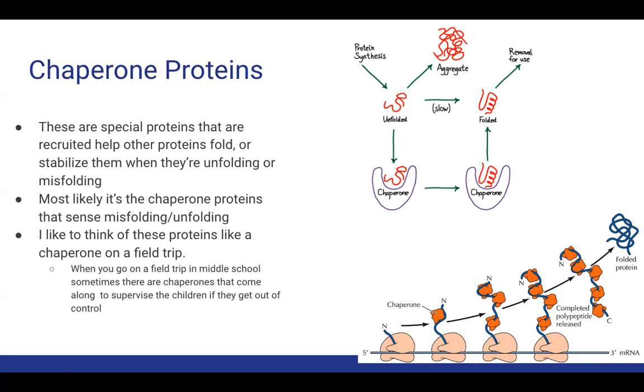And one thing to keep in mind is how this fits in the big picture, like the process of unfolding. How does something get from being folded to unfolded? That could be through a variety of mechanisms, including heat, which would degrade quaternary, tertiary, and secondary structures and just leave it at primary structure.